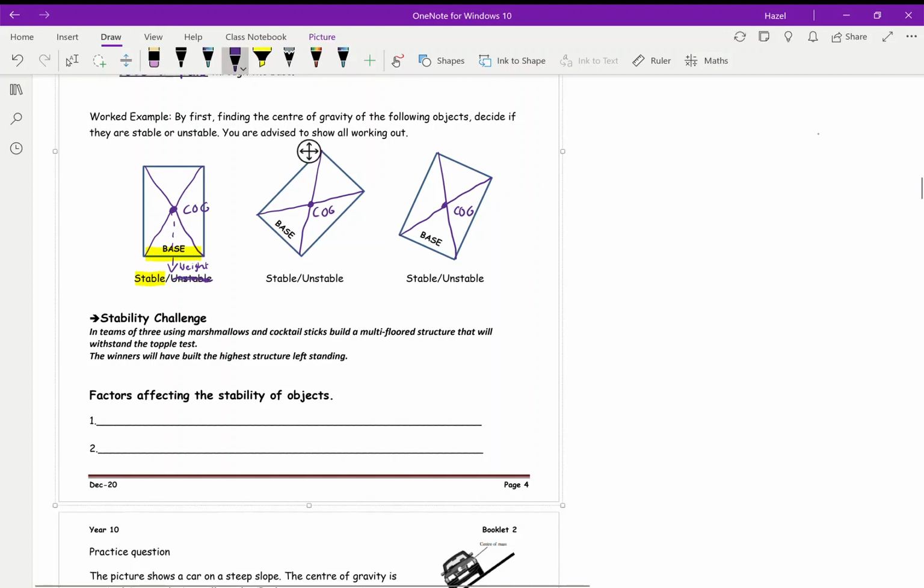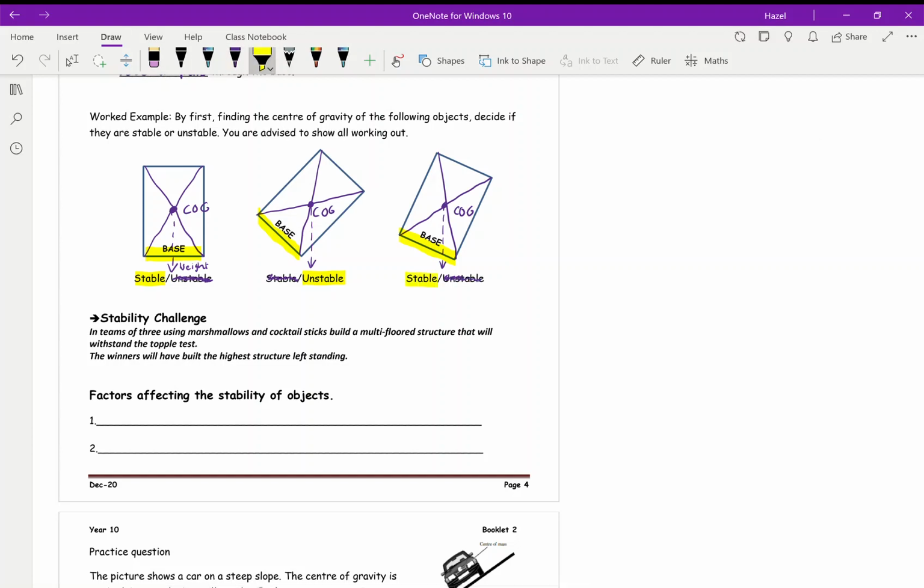And the same thing over here, I'm going to draw a vertical line from the centre of gravity. And here's the base, so you can see that in this case, the vertical line drawn from the centre of gravity does not pass through the base. So therefore, this object is in fact unstable. And then in the third example, if I draw a vertical line from the centre of gravity, this time it's not actually tipped as far as before. That vertical line does pass through the base, therefore that object is in fact stable.